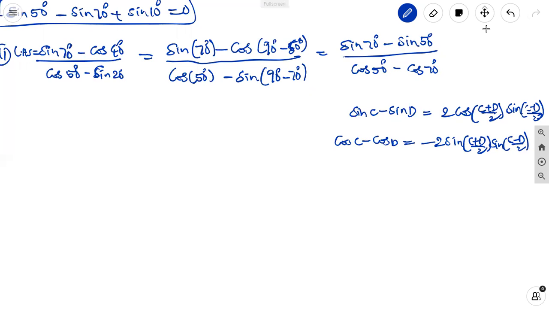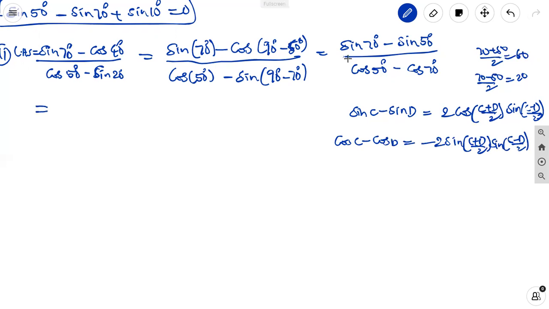Now we can write it as (70 plus 50) by 2 equal to 60, and (70 minus 50) by 2 equal to 20. For 50 plus 70, that is 60 by 2, and 50 minus 70 is negative, so we will get the negative.